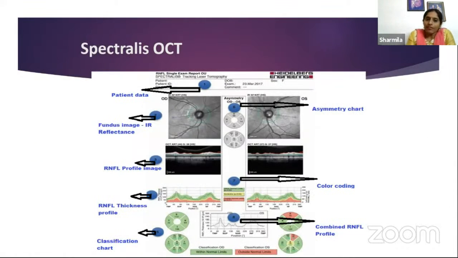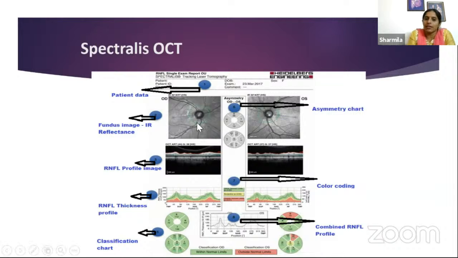And similar to that, we have a Spectralis OCT printout, a little different from that of the Cirrus OCT. You have to look at the parameters again, like the patient data. And here the quality scan is on a score of 0 to 40, so if you see anything more than 20, it is considered to be a good scan. And then you have the fundus image, which is basically the infrared fundus image, which shows the BMO centroid. That is an axis which is marked between the fovea and the Bruch's membrane opening.